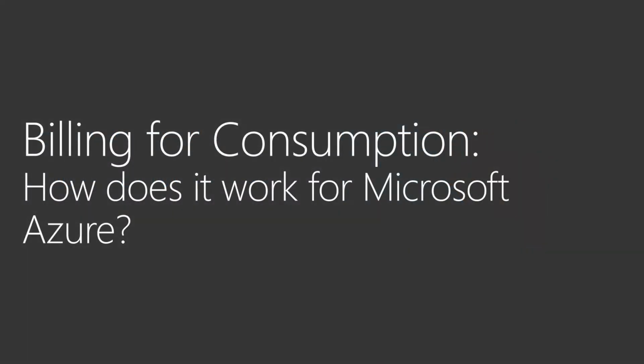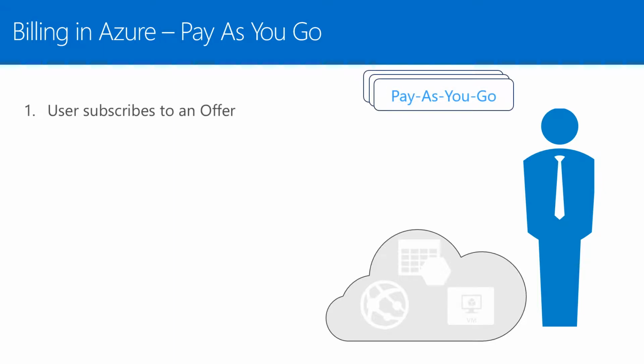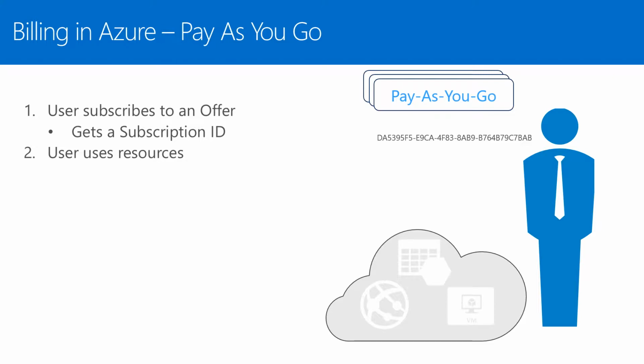So first, let's review billing based on consumption for Azure. With the consumption model, the process is summarized as follows. The first step in Azure is to sign up for an offer. When the user signs up for an offer, be it a free trial, pay-as-you-go, MSDN, etc., the user gets a subscription ID.